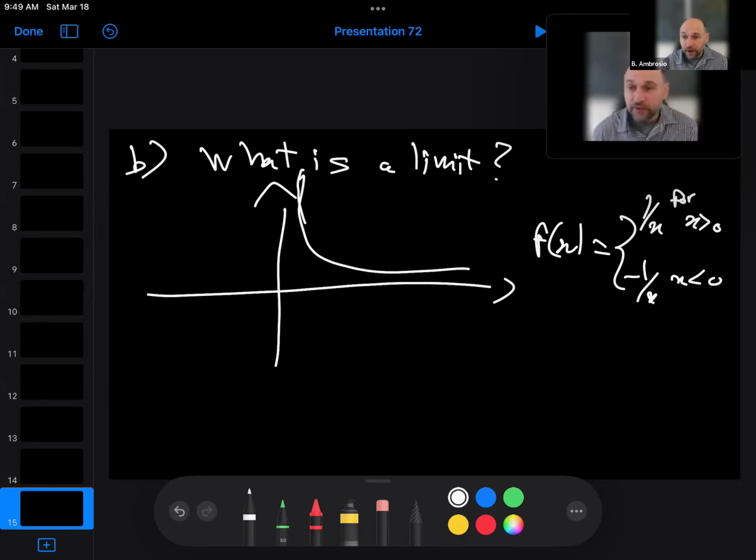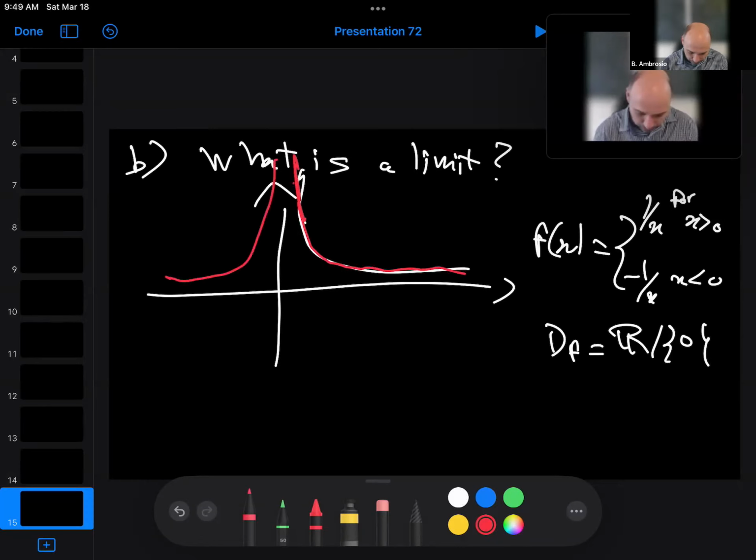My function f is defined, so I can write that the domain of f is R, but I take out the 0 from the numbers. If I represent that in red, this is the shape of my function f. And as we discussed before, in this case the limit when x goes to 0, and I forbid x to be 0, I could write that f of x equals plus infinity.